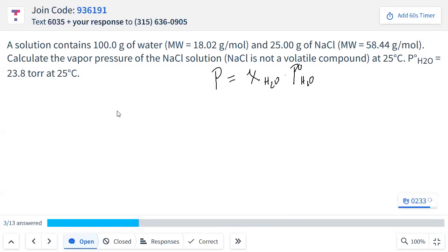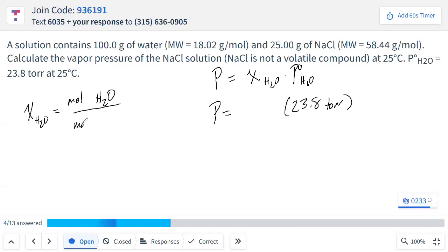All right, let's try to work our way through this here. So we've already been given the normal vapor pressure of water at this temperature, which is 23.8 torr, and we're trying to find the pressure. So what we need to find is the mole fraction of water. Now remember, the mole fraction of water is going to be equal to the moles of water divided by the total moles in the solution.